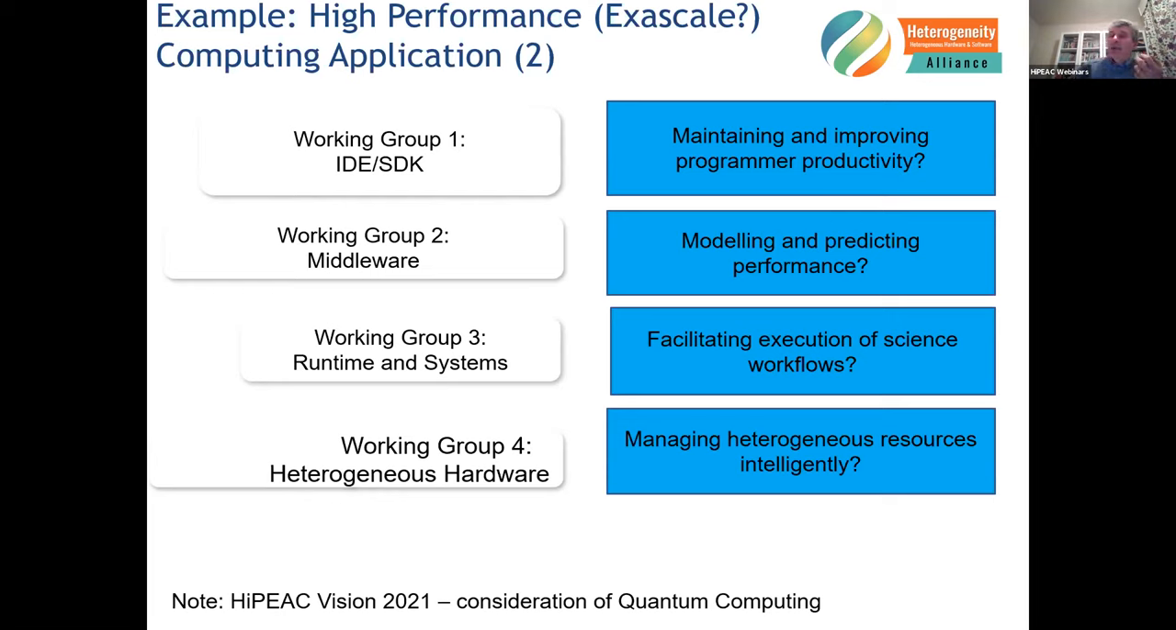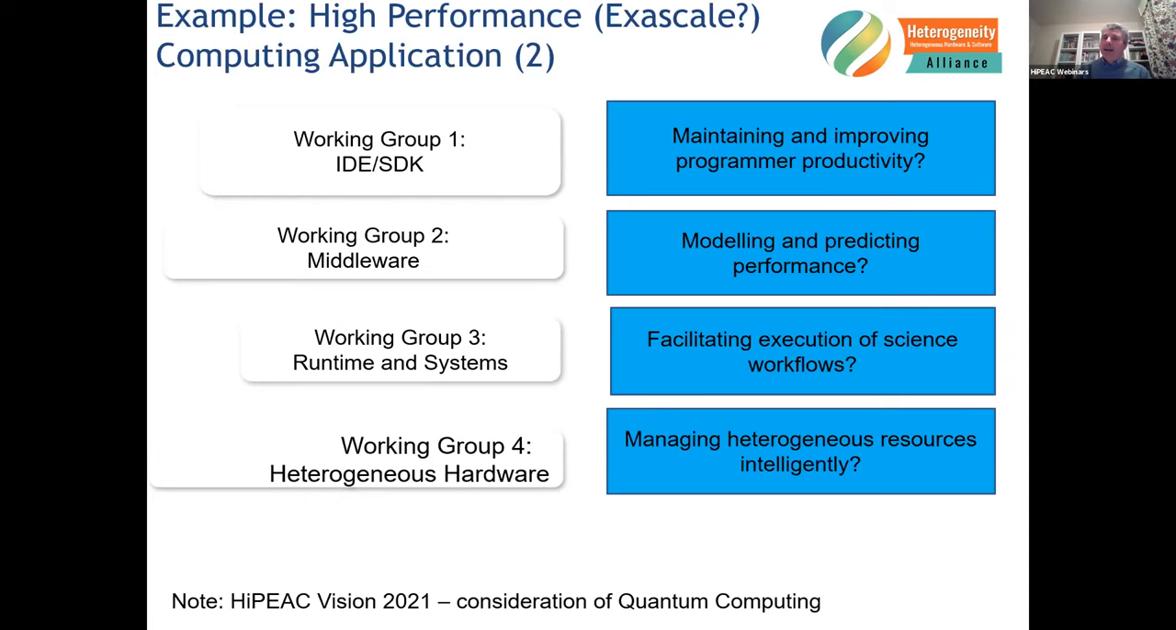How do you facilitate the execution of science workflows, especially if you run on heterogeneous resources, because the exascale computers are coming with CPUs and GPUs and all sorts of heterogeneous devices here and there. So another aspect is not only how you manage your resources in an intelligent way, but how you facilitate, maybe map, the execution of science workflows on those heterogeneous environments. We are not talking about a thousand cores, but certainly about millions of cores.